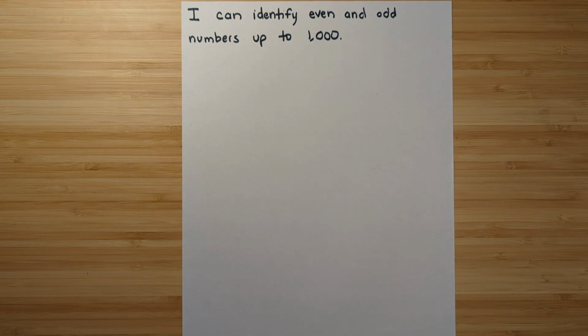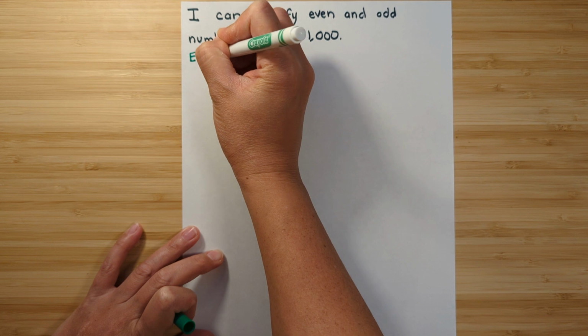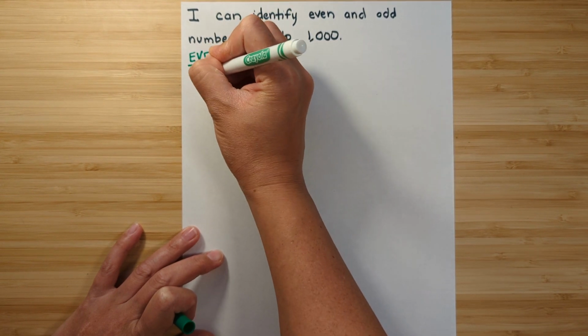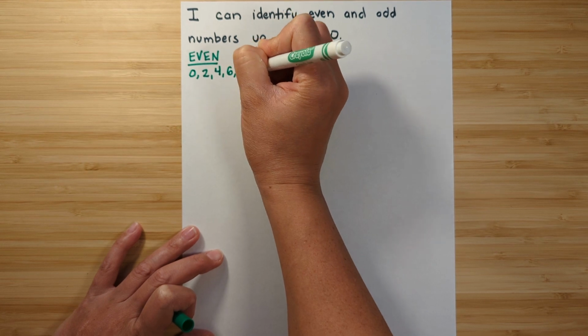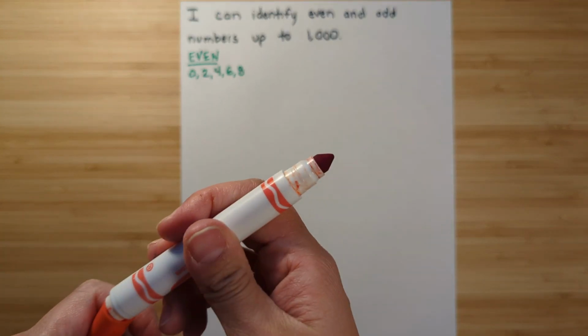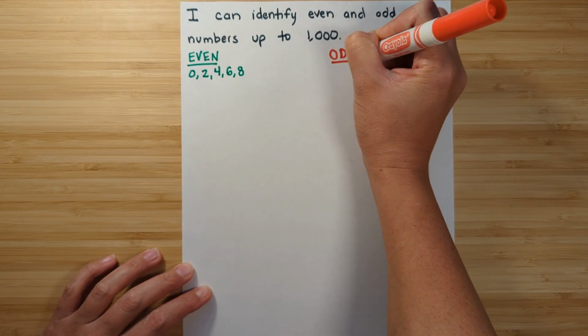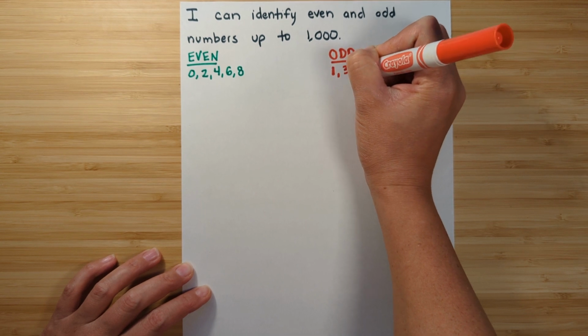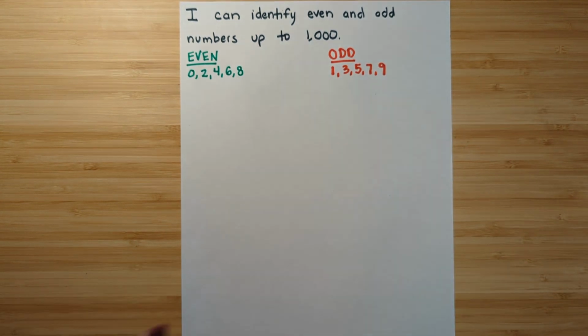All right, the I can for today is I can identify even and odd numbers up to 1,000. So our even numbers are 0, 2, 4, 6, and 8. Our odd numbers are 1, 3, 5, 7, and 9.